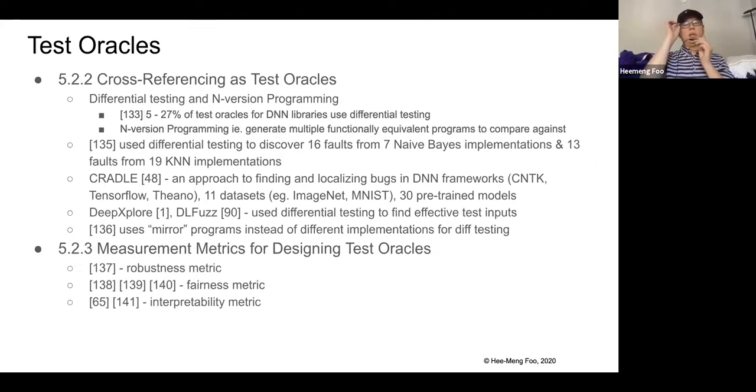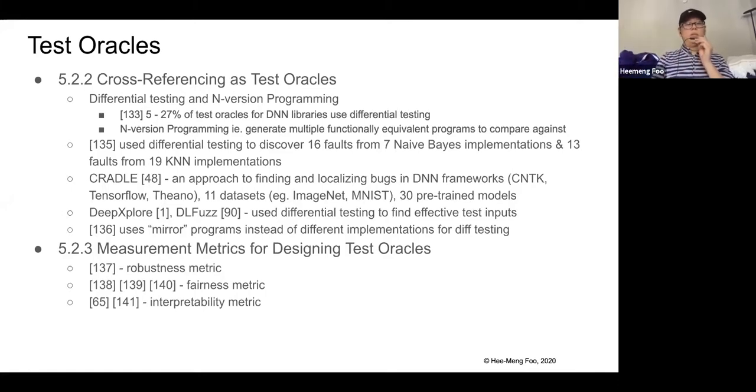Okay, so cross-referencing as test oracles. So remember differential testing and M-version programming. So M-version programming is a little different from differential testing. So differential testing, you have n number of different systems. So say, for example, for classification, you might have a logistic regression, an SVM, a random forest, and maybe an XGBoost or something, and then you compare the results, right? Now in M-version programming, basically what you do is you have different versions of the same algorithm, and you test against that to make sure that the results do not fall too far off. So there's a whole bunch of research in that area as well.